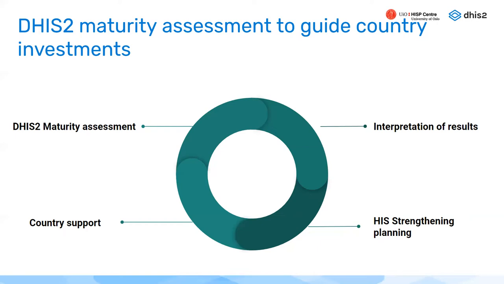I'm always interested in the relationship between a country's HMIS and the DHIS2. Because if your HMIS is not working, then your DHIS2 is also not happy. And when do we use them interchangeably, and when are they separate?